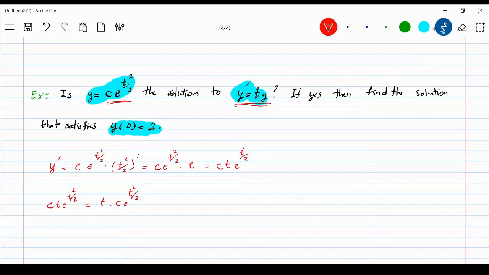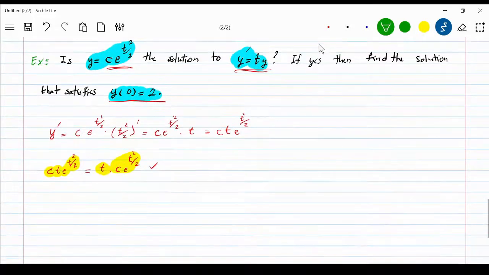Are these two equal to each other? Left hand side and right hand side, are they equal to each other? This is c e to the power t squared over 2, here is e to the power t squared over 2 times c, and you have a t multiplied by that, t multiplied by that. So the answer would be yes, it is the solution. And now if we know the solution, find out what the particular solution is with this initial value problem.